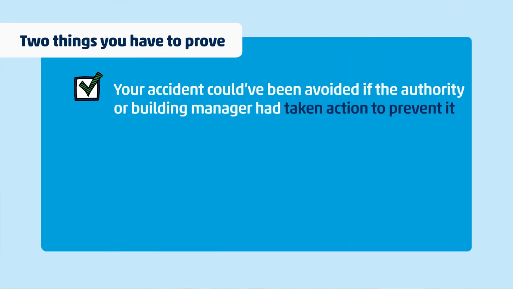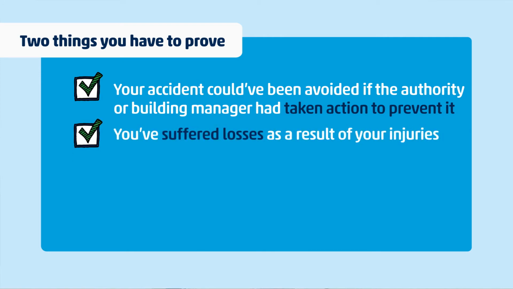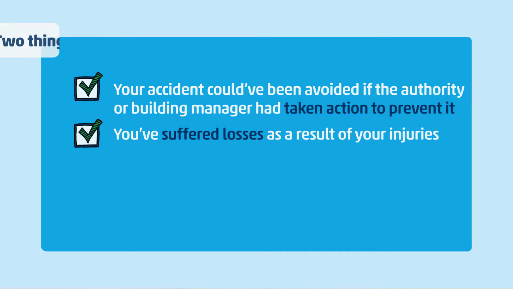So how do you achieve a successful public liability claim? In order to do so, there are two things you have to prove. Firstly, your accident could have been avoided if the owner or occupier had taken reasonable steps to prevent it. And secondly, that you suffered loss as a result of your injuries. Now, it's important to note that not all injuries that occur in a public place or building will result in a successful public liability claim.